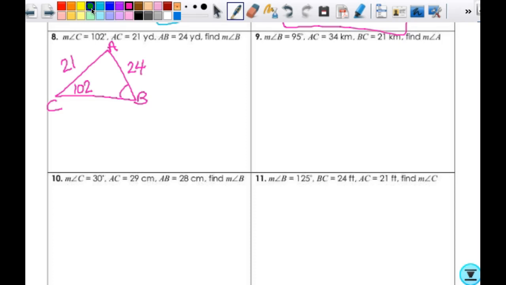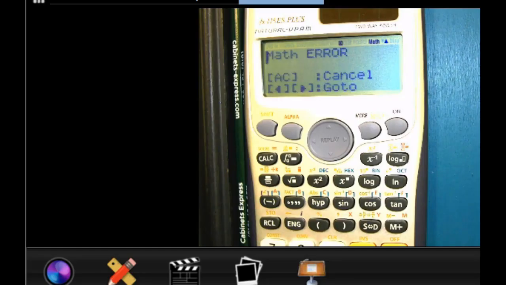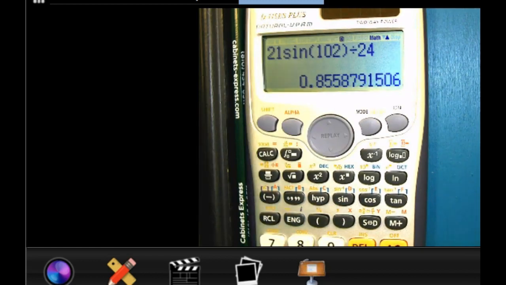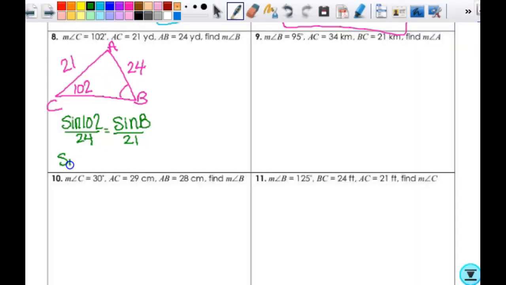So I can set this up to give me the sine of 102 over 24 is equal to the sine of B over 21. Okay. So in my calculator, it's going to give me 21 times the sine of 102, and I'm going to divide that by 24. And so just so that we're clear on what we have, that means that the sine of B is equal to about 0.85, blah, blah, blah.